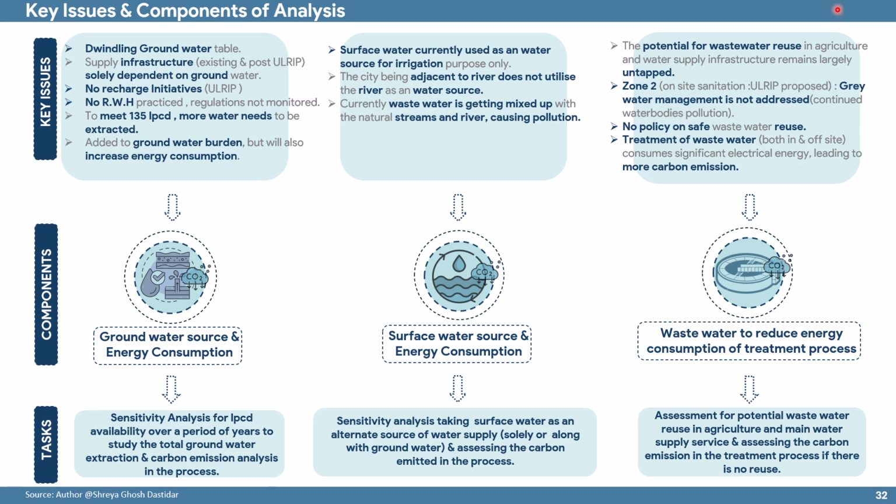Further analysis has now been done based on three components: the groundwater source and energy consumption, surface water source and energy consumption, and wastewater to reduce energy consumption for the treatment process. The various key issues identified with respect to ground, surface, and wastewater are listed here. Most of it indicates the need for further analysis on the future extraction of groundwater and also the electrical energy consumed for the same to cater to the increased demand.